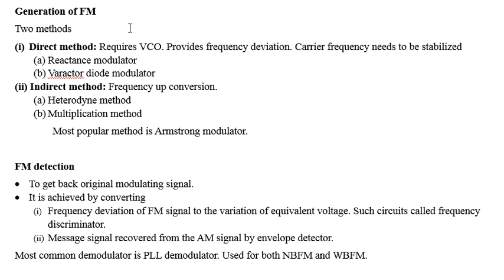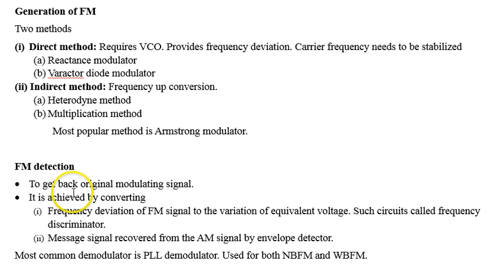Now we'll talk very briefly about the generation of FM waves. There are two methods available. One is the direct method, which requires a VCO and provides frequency deviation. The carrier frequency needs to be stabilized here. The circuits used are the reactance modulator circuit or the varactor diode modulator circuit. The indirect method is a frequency up-conversion using the heterodyning method or multiplication method. The most popular method is the Armstrong modulator. You can refer to any standard book for the details, because not much related matter appears in the GATE problems, so this portion has been discussed very briefly here.